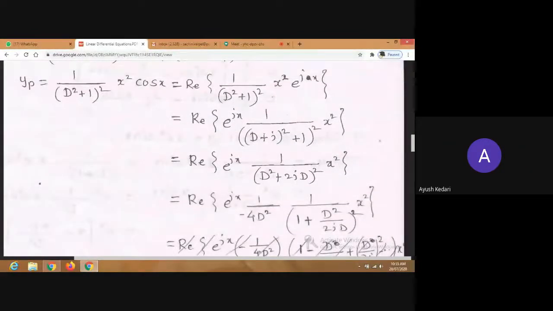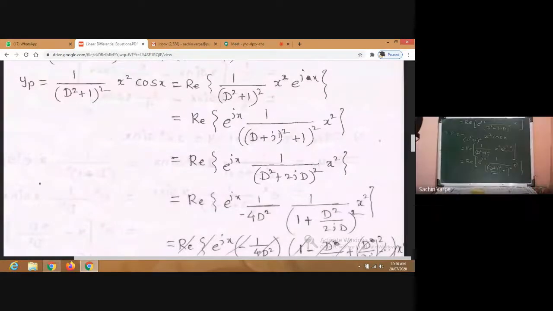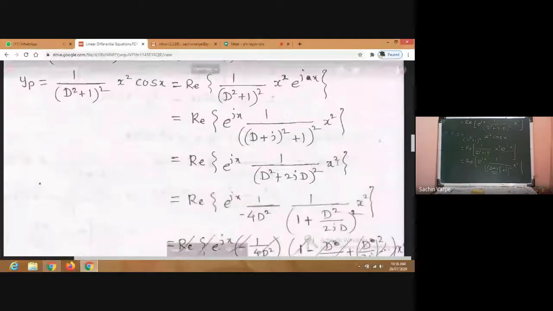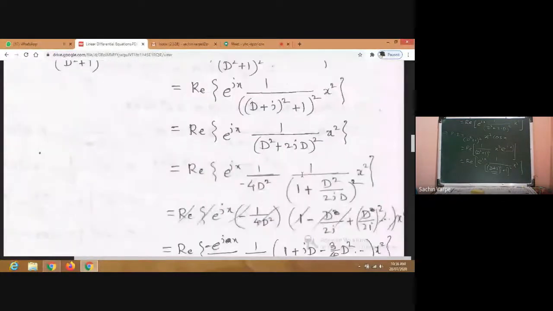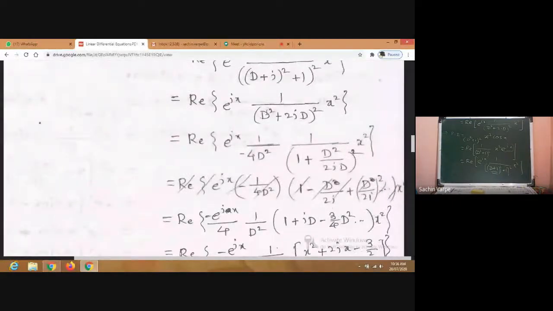Therefore expand this bracket, that is d square plus 2id and plus i square. So what is i square? It is -1. -1 plus 1 will get cancel. That is d square plus 2id square. Expand this again. If you don't expand it further, that is also fine.